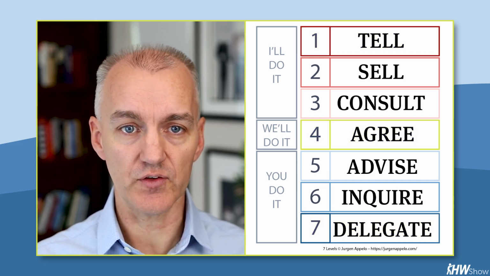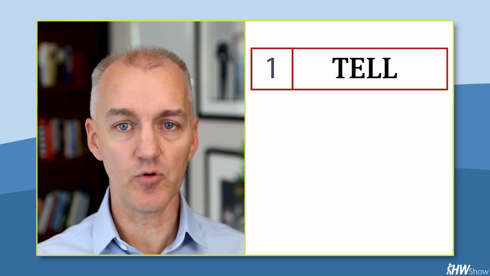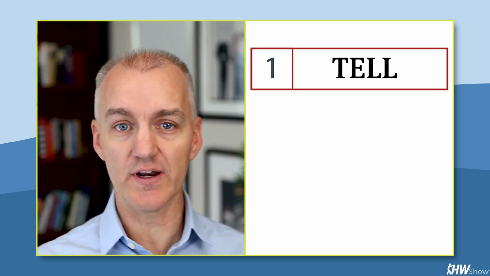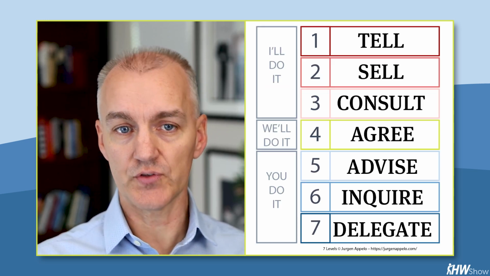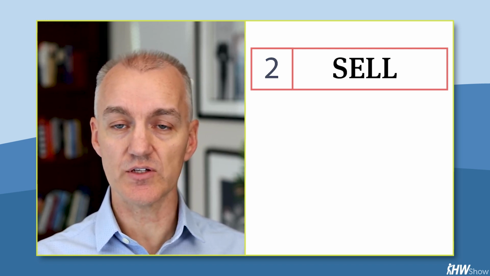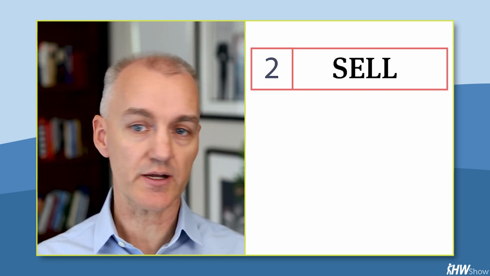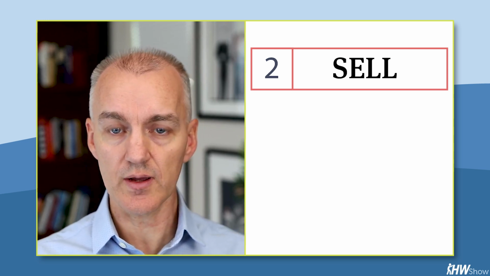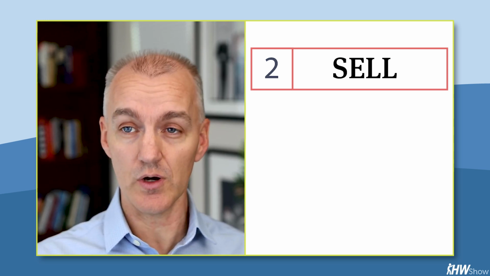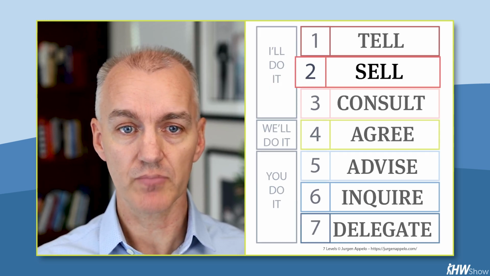So let's walk through the levels. Level 1 is tell. At level 1, it's my decision, and I'll tell you what it is, and we're not really going to discuss it after that. Level 2 is sell, and at this level, it's still my decision. I'm going to make it. You're not going to change my mind about it. But I want you to understand why I made that decision. So I'm going to invite questions about it. I'm going to sell you on why it's a good idea to make this decision.